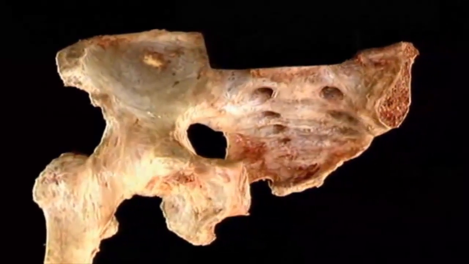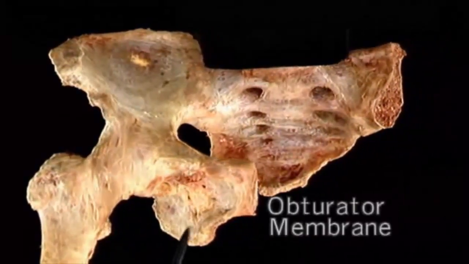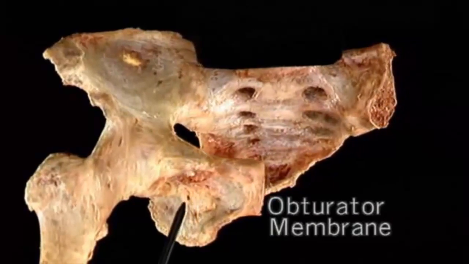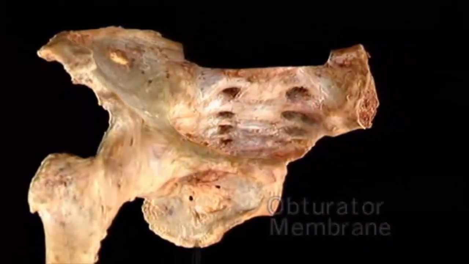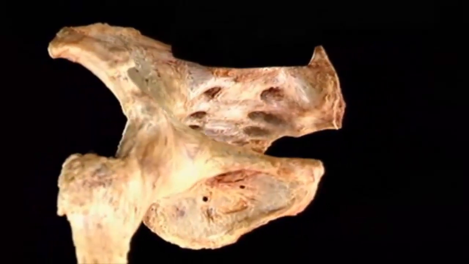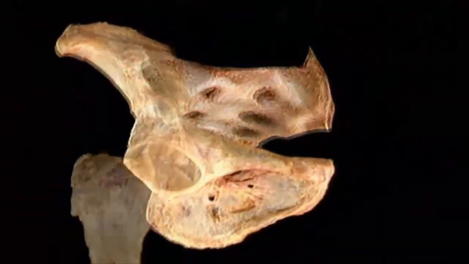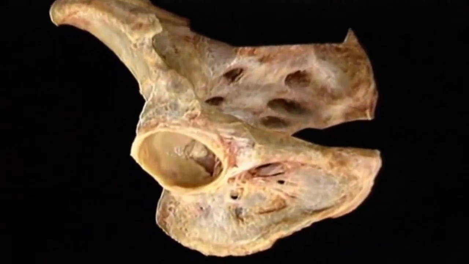The obturator foramen is largely closed by the obturator membrane. The obturator nerve and vessels pass through a small tunnel here. Now let's take a look at the hip joint. We'll remove the femur for a moment and look at the acetabulum.